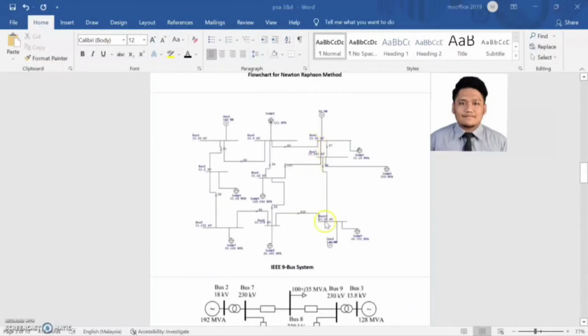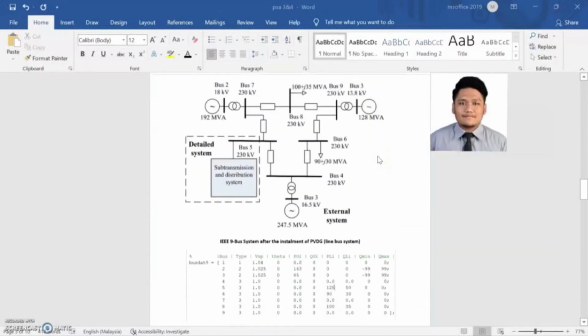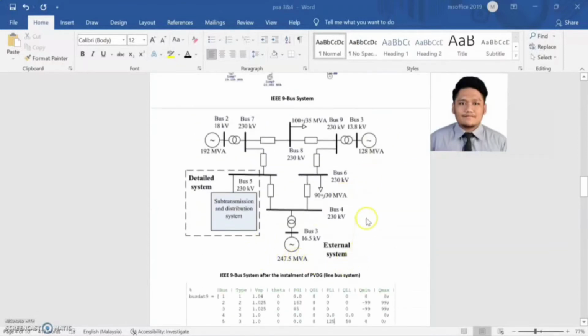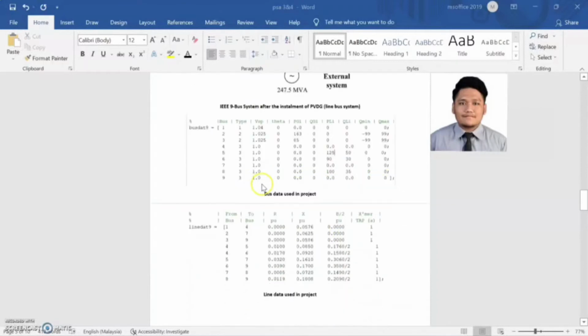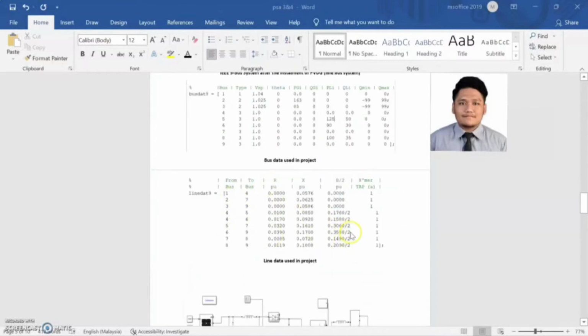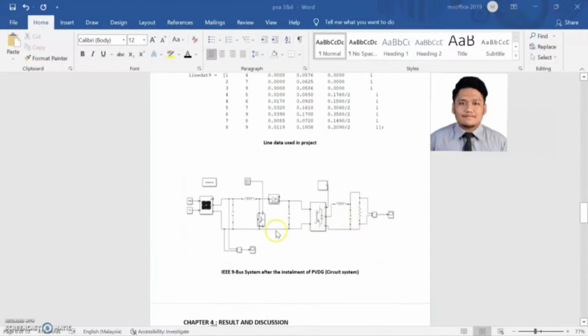This is our IEEE 9 bus system, as you can see here. This is our bus system after the installment of PVDG for the bus system. This is the bus data we use in our project. This is our line data we use in our project. And this is the IEEE 9 bus system after the installment of PVDG for the circuit system. That's all from me. Thank you.